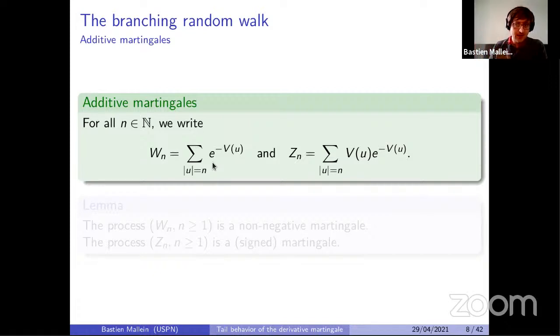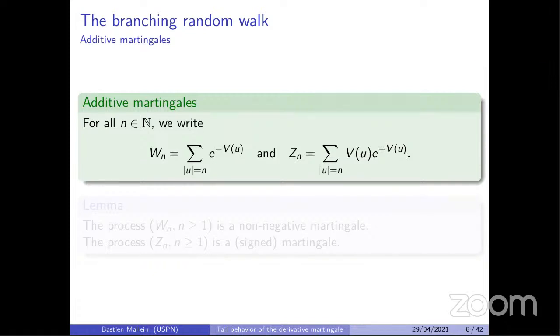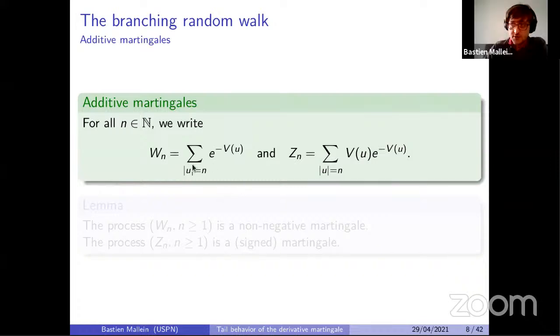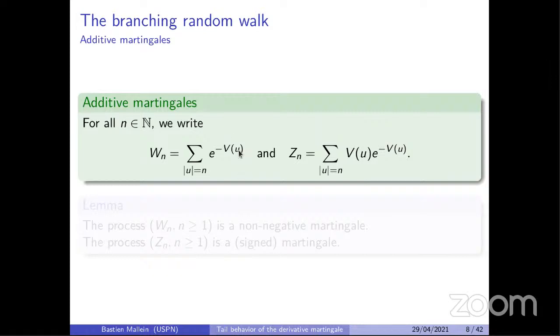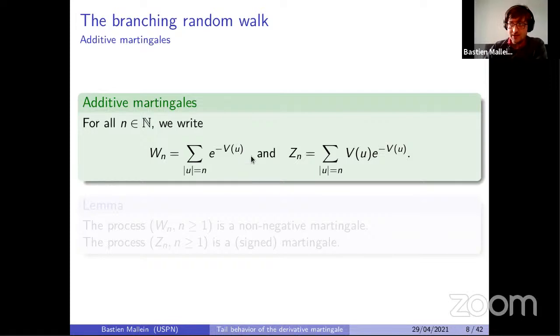If you look at this exponent, what is V(u)? U is the set of all particles alive at generation n. V(u) is the position of those particles, and you look at the sum, for every particle at a given generation, of e to the minus the position.